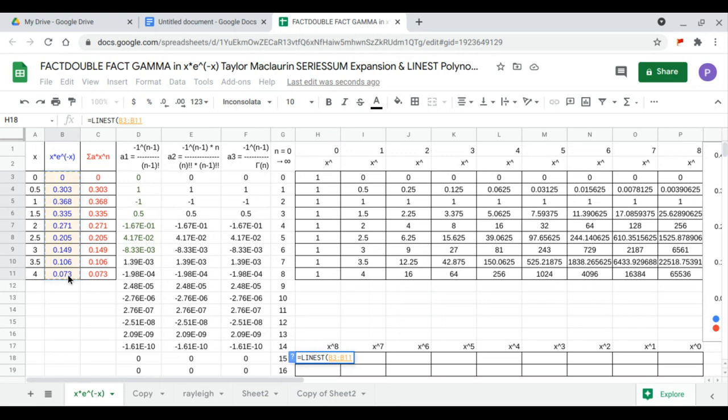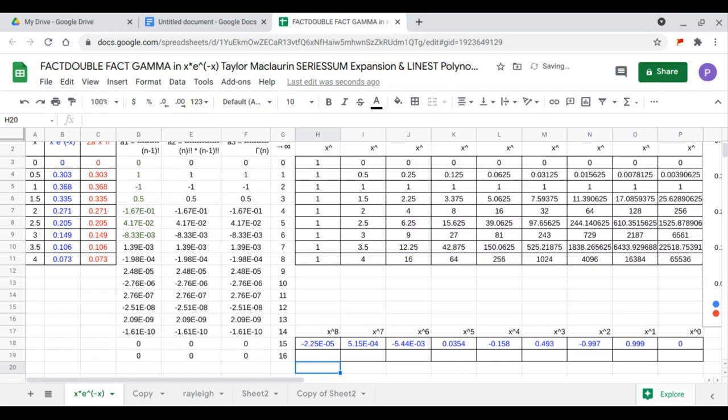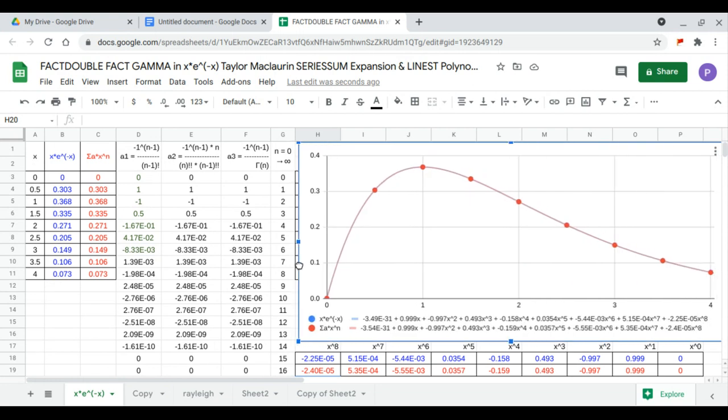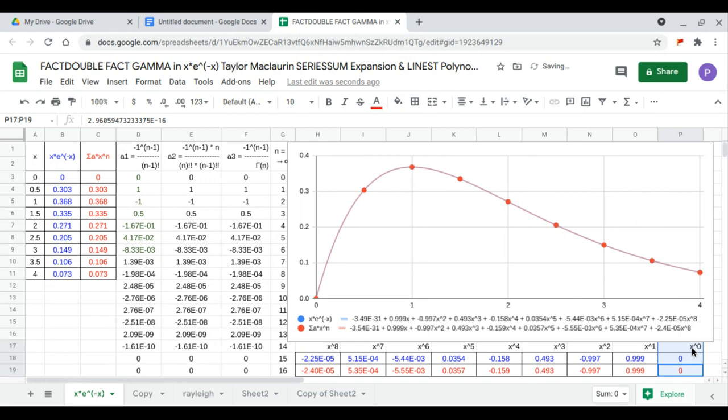And now we can calculate the polynomial regression coefficient using Linest. Data y and data x. Enter. Likewise, the expansion Linest, data y, and data x. And so let's compare the coefficient of x to 0, 0. This is already 0 times 10 to the minus 31. So 3.49, 3.54, that's already 0.